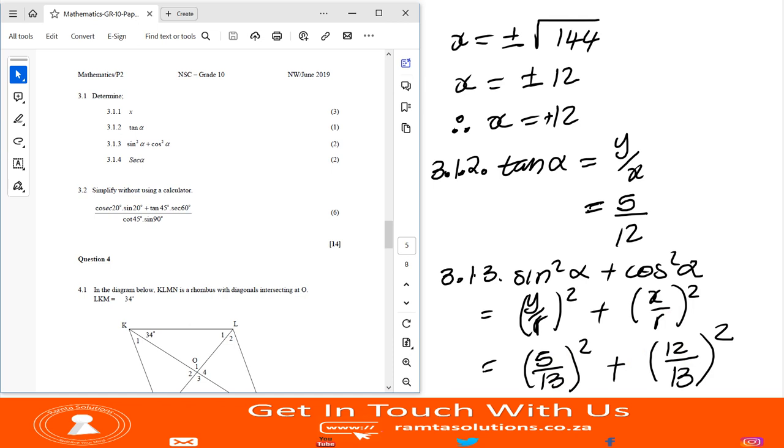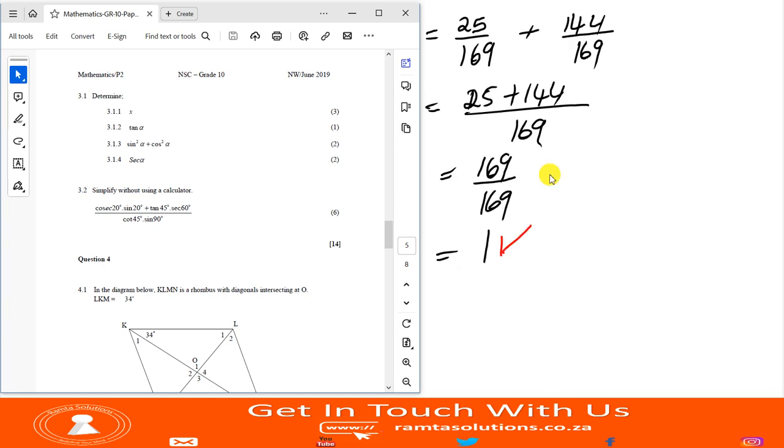However they mark you here, they will mark you in this way. You will be marked for this substitution here, and you will also be marked for your final answer. This is where your 2 marks is coming from. Okay, please don't say that it means we're wasting time. No, we didn't. You are doing maths without a calculator now.